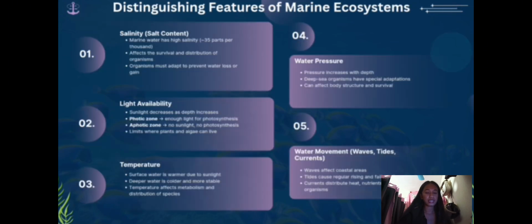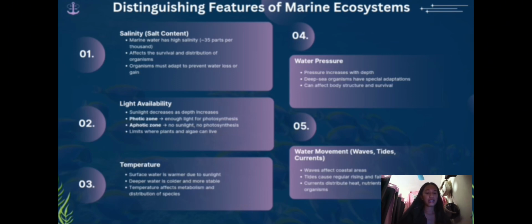So first is the salinity. Salinity refers to the amount of salt in seawater. Because ocean water is salty, marine organisms must have special adaptations to maintain the right balance of water and salt inside their bodies. For example, some fish drink seawater and remove excess salt through their gills.